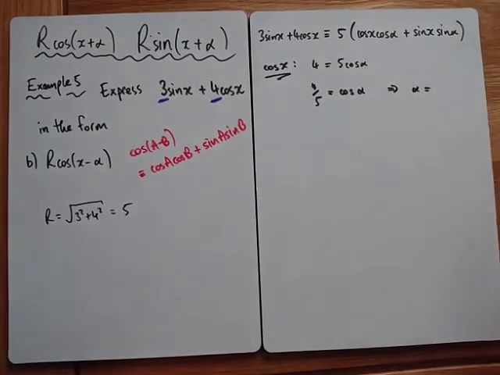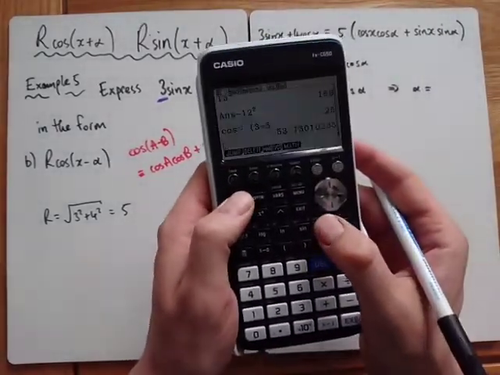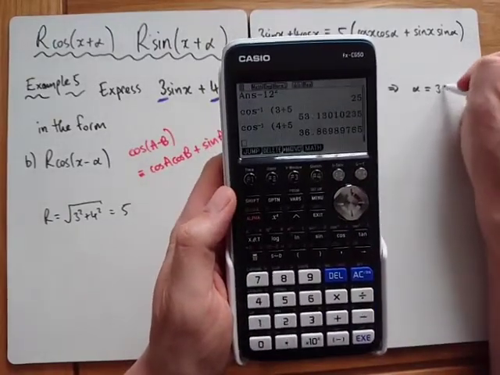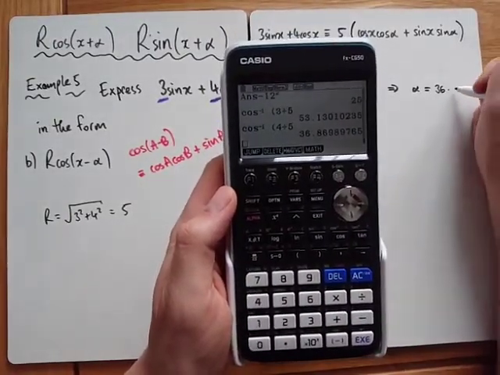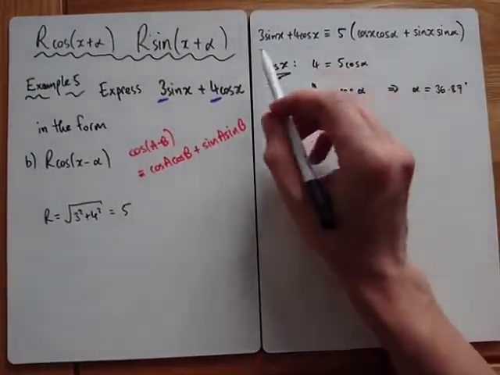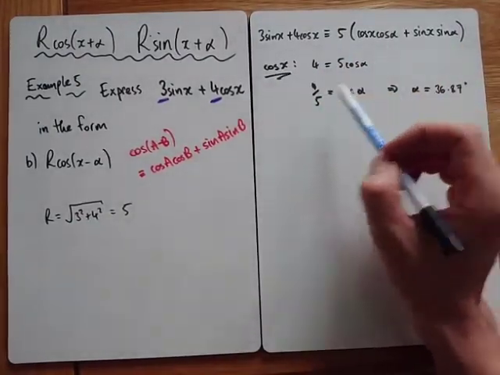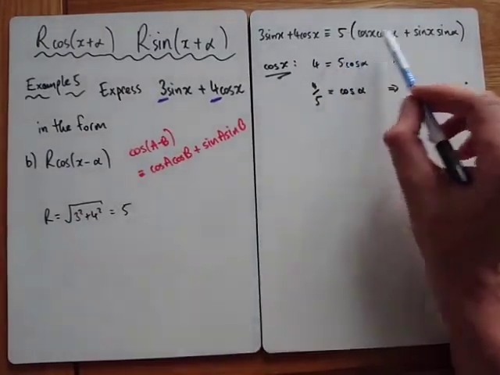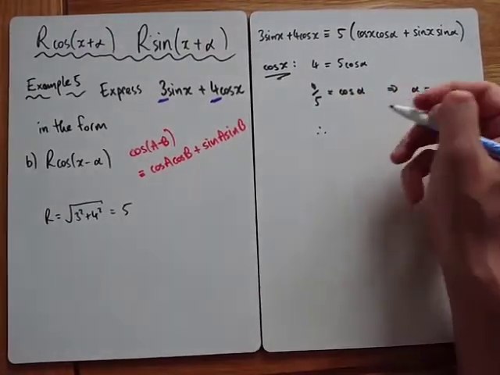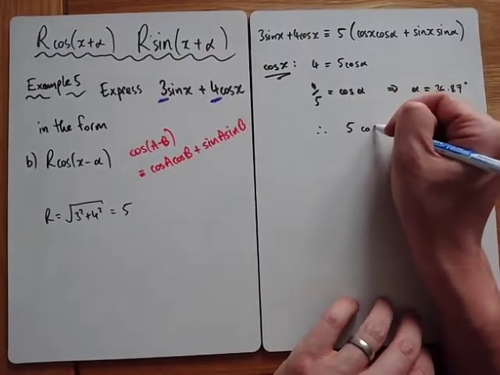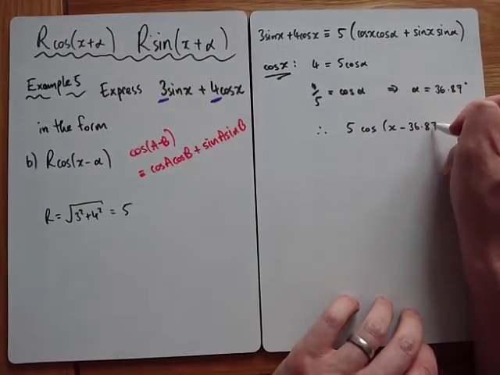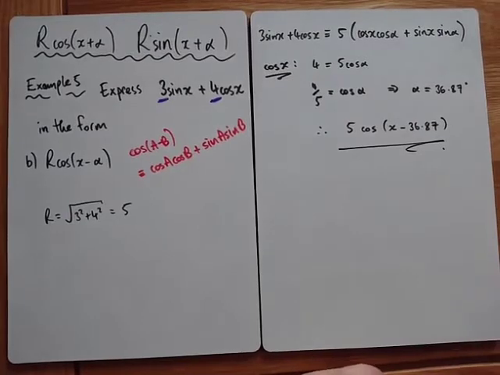And if you take cos inverse of 4/5, we have got 36.87 to 2 decimal places. And that's all you need to do in terms of an example style question: find the value of r, use the identity, equate, figure out what alpha is, and therefore write your answer, 5 cos x minus 36.7.